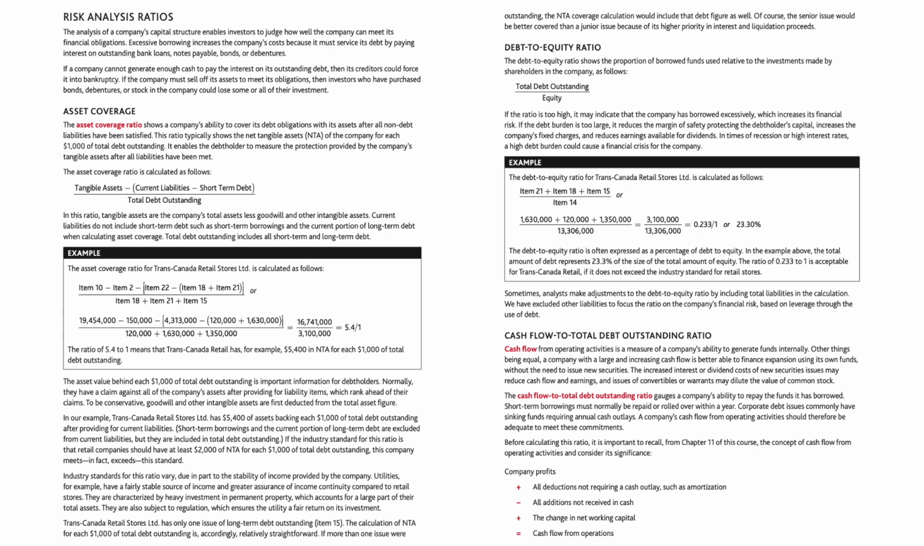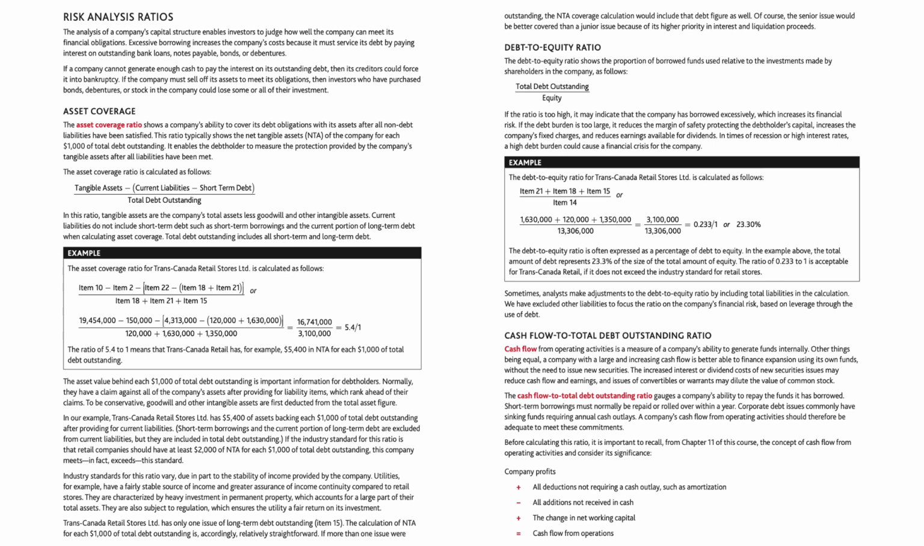Asset coverage. The asset coverage ratio shows a company's ability to cover its debt obligations with its assets after all non-debt liabilities have been satisfied. This ratio typically shows the net tangible assets, or NTA, of the company for each $1,000 of total debt outstanding. It enables the debt holder to measure the protection provided by the company's tangible assets after all liabilities have been met. The asset coverage ratio is calculated as follows.